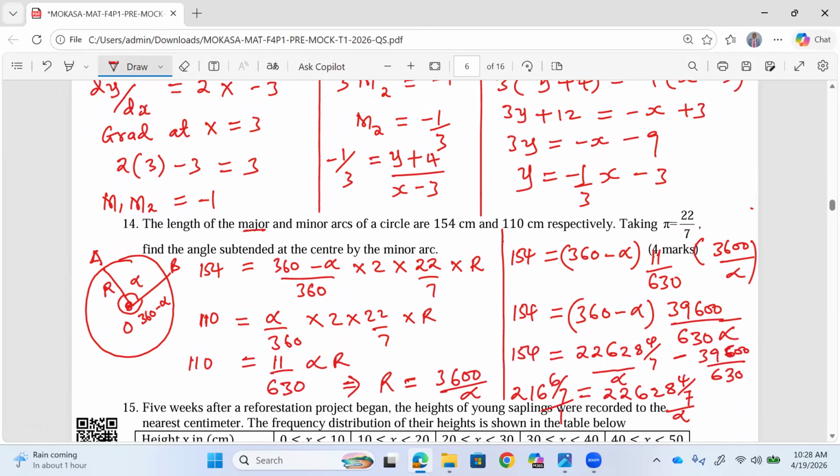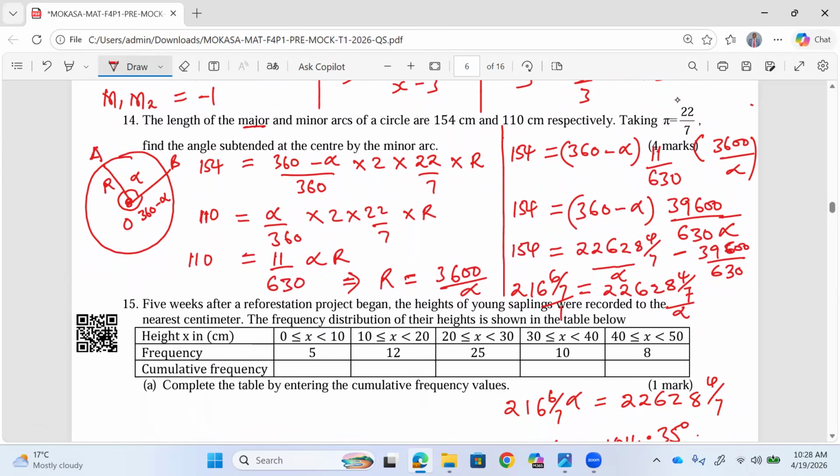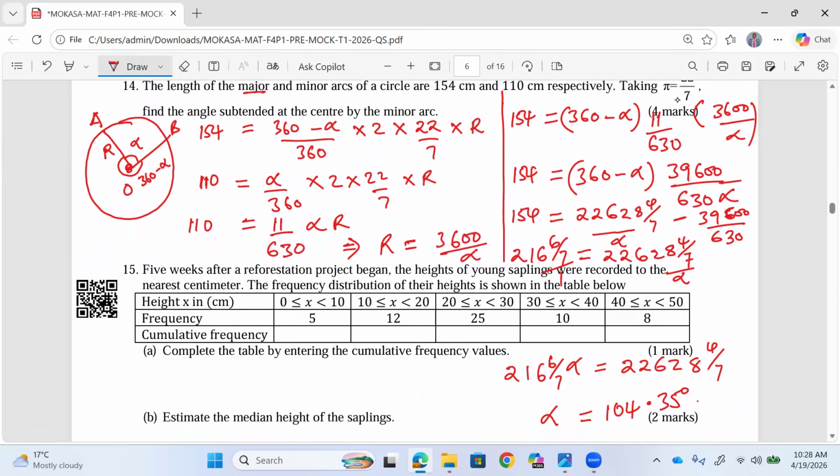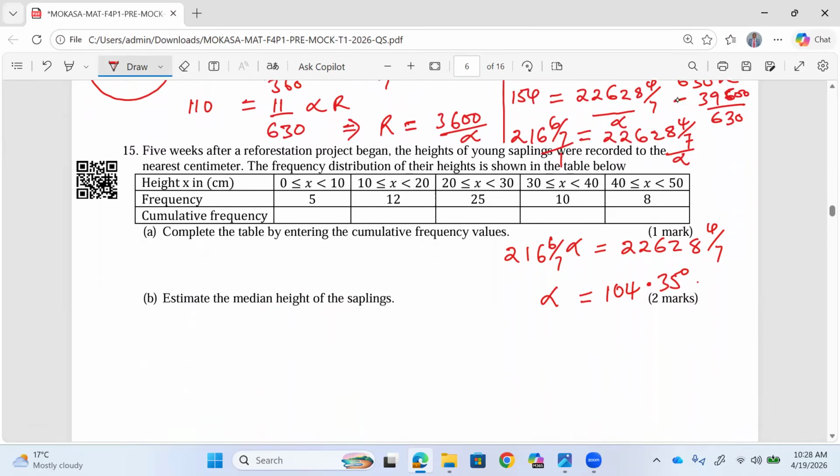That is the value of alpha, and alpha is the angle at the center of the minor arc. The angle subtended at the center by the minor arc. So that is the question in number 15.